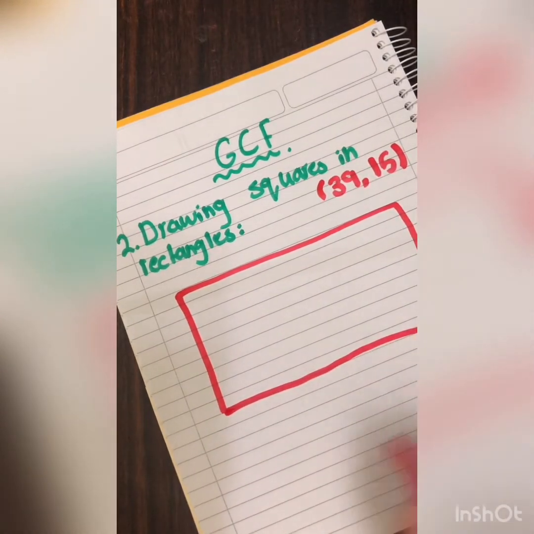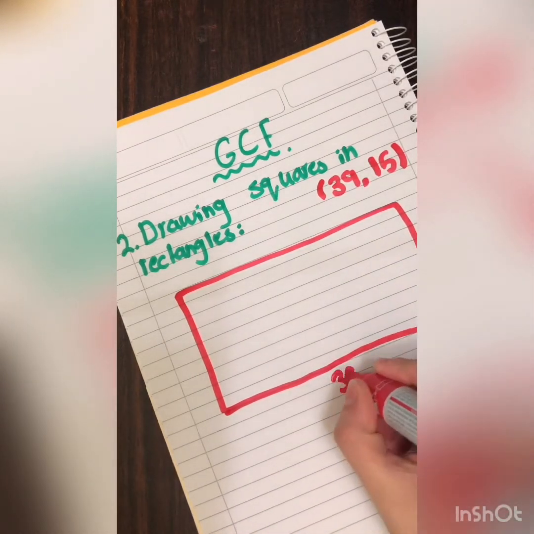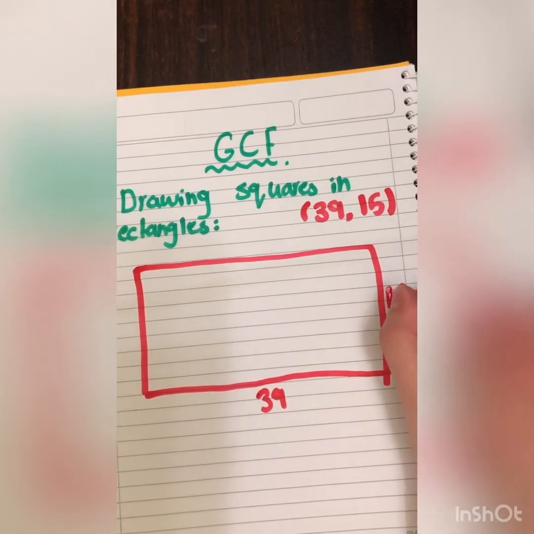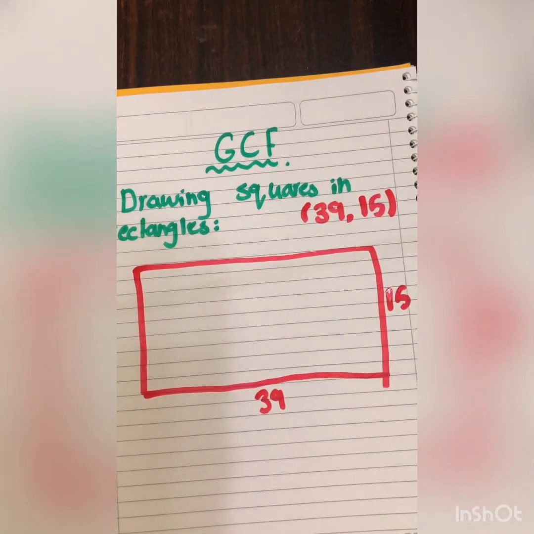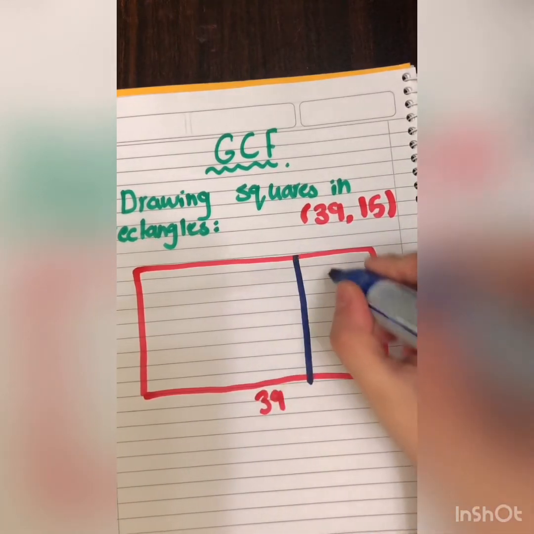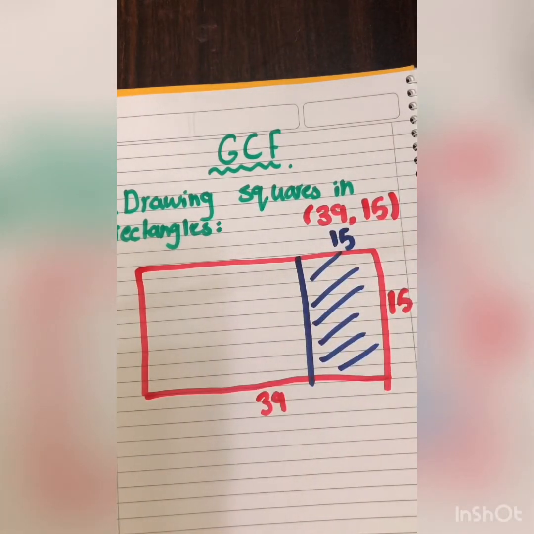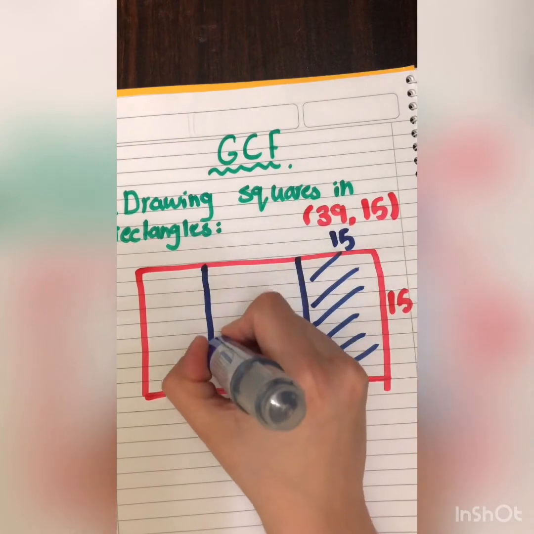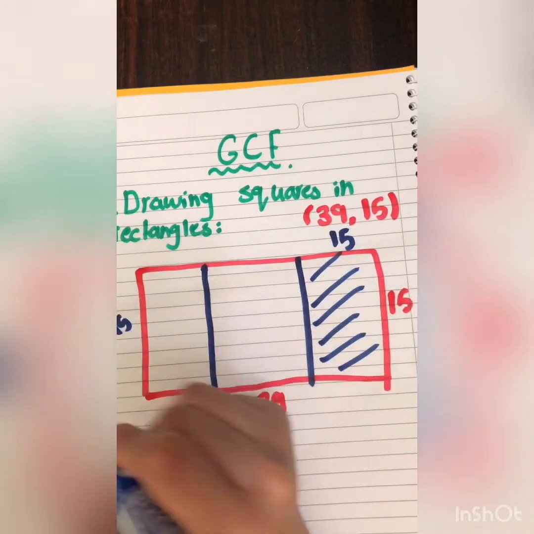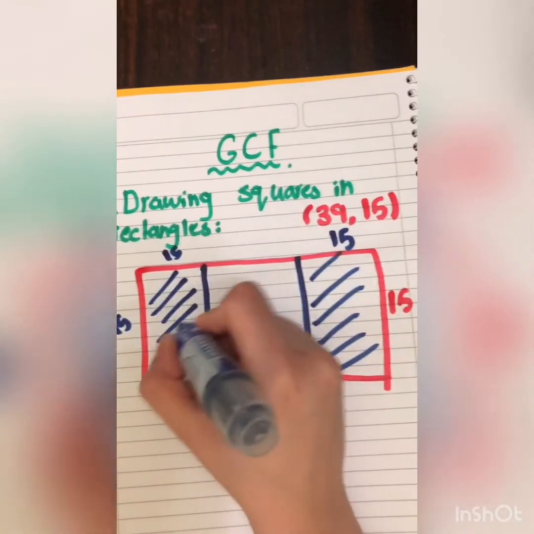The side length of the rectangle is not accurate, but we are going to assume that this side is 39 and the second side is 15. Now you are going to divide your rectangle into small squares. For example, I'm going to start with a 15 by 15 square. So I will have here a 15 by 15 square. And I'm going to draw another 15 by 15 square.